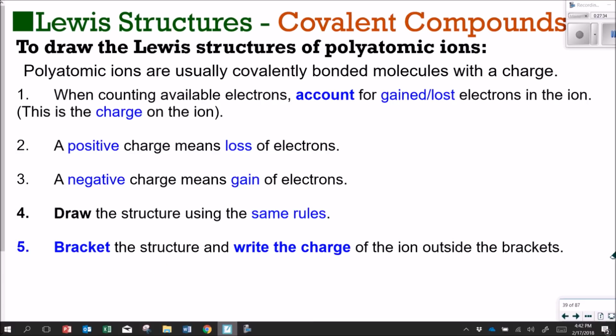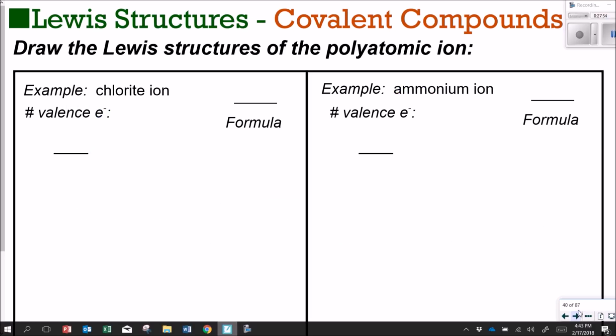Now we're going to draw Lewis structures for polyatomic ions. Remember, they are covalently bonded molecules with a charge. So when we count the available electrons, we have to account for the gained and lost electrons in the ion. Positive charge means we have lost electrons, and a negative charge means that we have gained electrons. So let's go and practice.